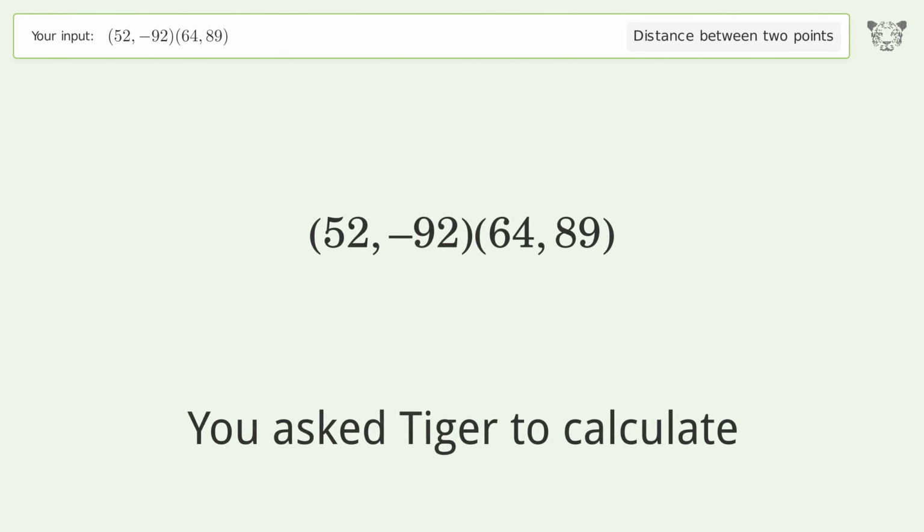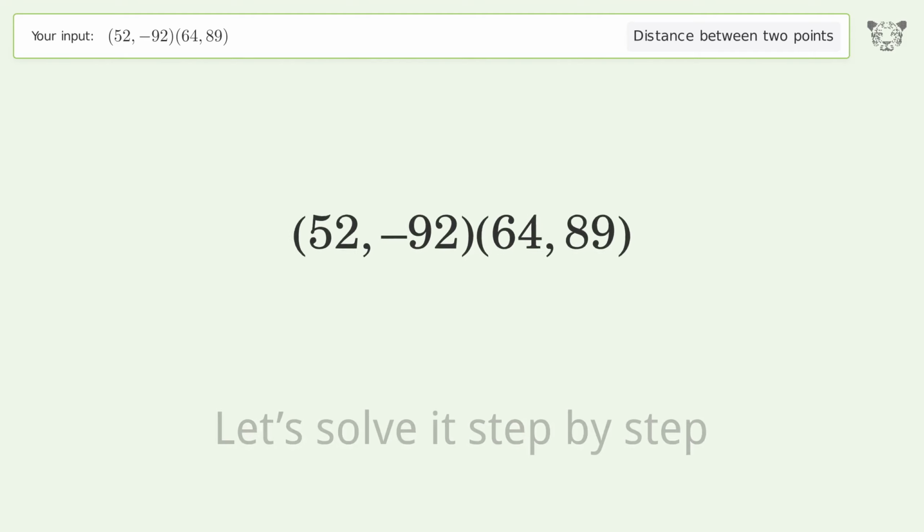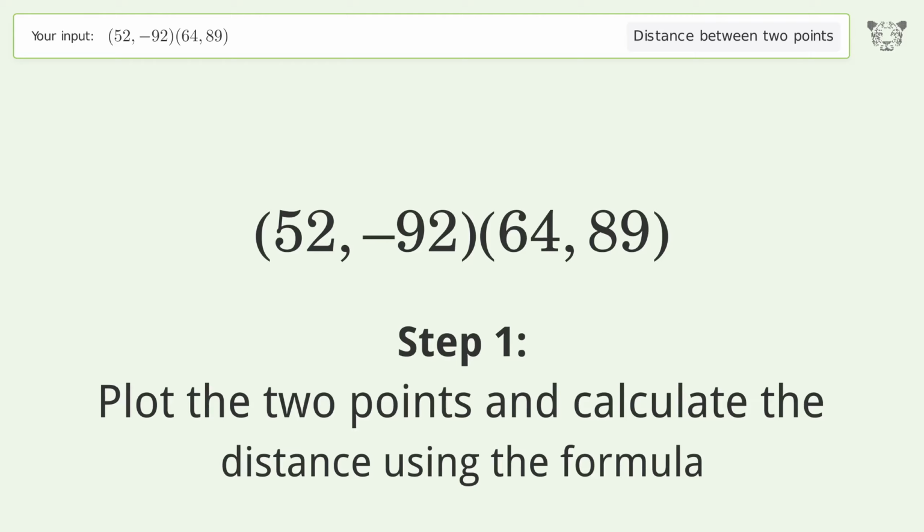You ask Tiger to calculate. This deals with the distance between 2 points. The distance between the 2 points is the square root of 32,905 or 181.397. Let's solve it step by step. Plot the 2 points and calculate the distance using the formula.